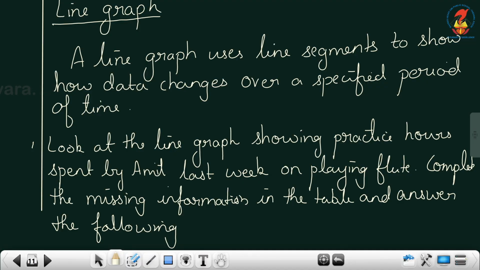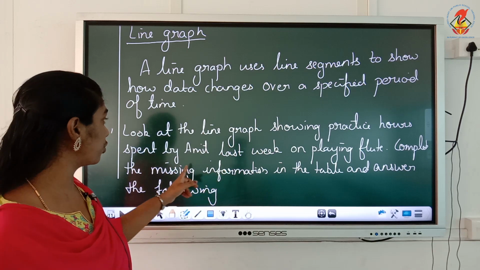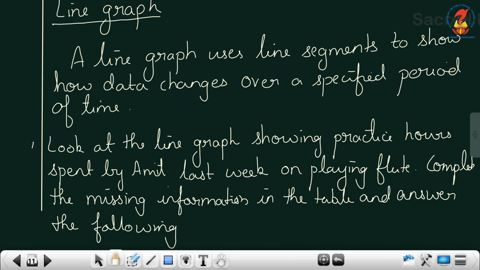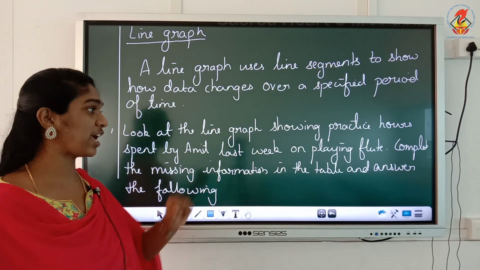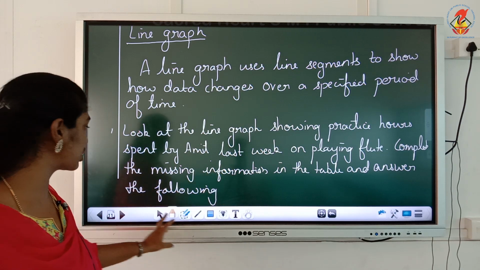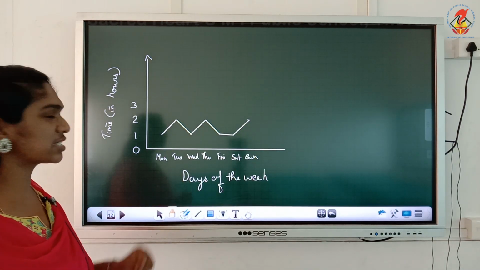A line graph uses line segments to show data, to show how data changes over a specific period of time, how the data is changing. So, I have a question for you over here. Look at the line graph showing practice hours spent by Amit last week on playing flute. He is practicing flute. So, how much time is taking? Complete the missing information table and answer the following. So, this is the line graph.